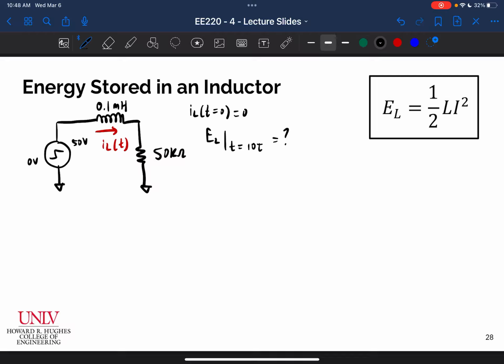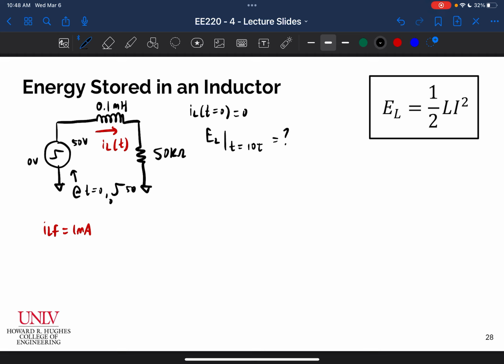Let's also just make it clear that this makes its transition at t equals 0 to 50. And so the final value here is that we're going to have a short here. This voltage here will be 50 volts, and I'll have 50 volts across a 50 kilo ohm resistor, which means my current, my final current, will be 1 milliamp, okay?